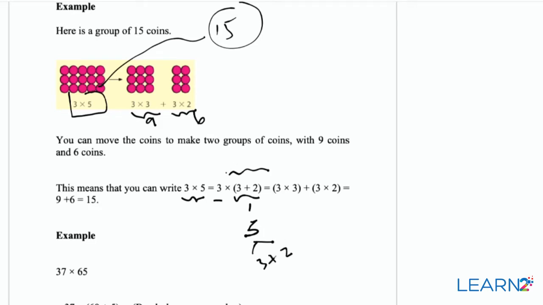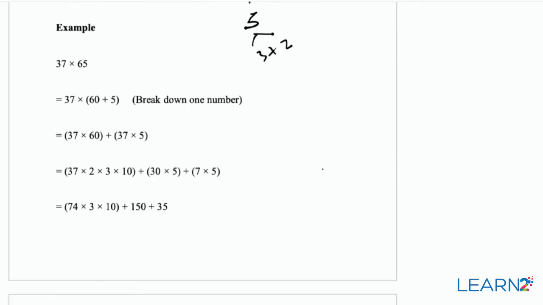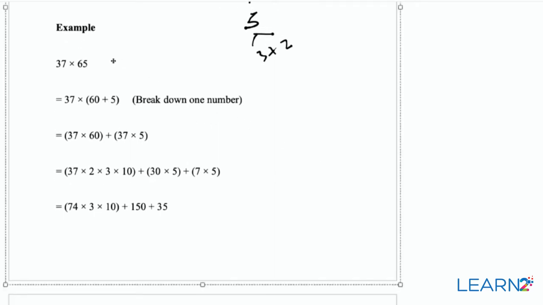How does that help us? Because now we can just say 3 times 3. Let's do that separately. 3 times 3 gives you the 9. And then you can say 3 times the 2. Remember, we're using the distribution rule here. And 3 times 2 gives you the 6. So that's how you break it down. 9 plus 6 gives you 15. But you would usually only do this with bigger numbers, because 3 times 5 is quite easy.